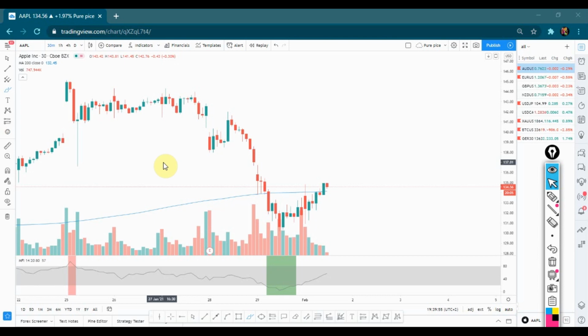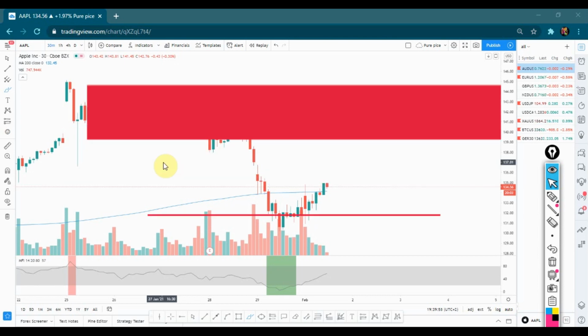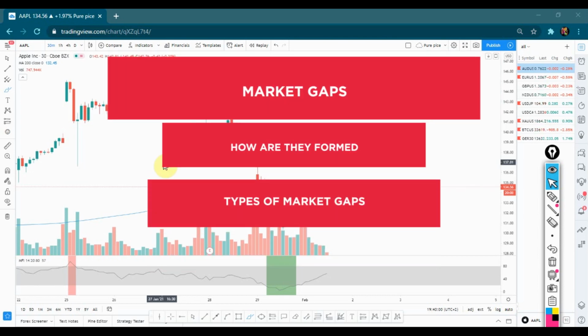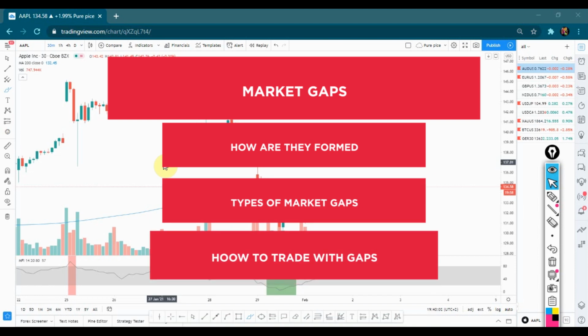In this video, you are going to learn more about market gaps, how they are formed, the different types of gaps, and how to trade in that scenario.